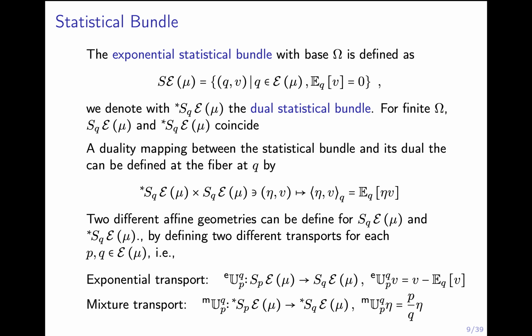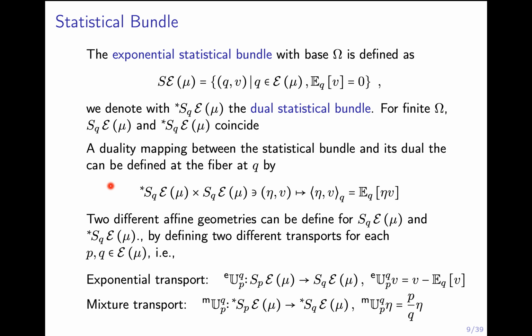What is very relevant, and this is something specific to our approach based on non-parametric information geometry, is the fact that we are identifying a coupling between the tangent space and the cotangent space, so between the statistical bundle and the dual statistical bundle, given by the inner product between the vector and the covector, which is expressed as the expected value in the point of the product of the two.